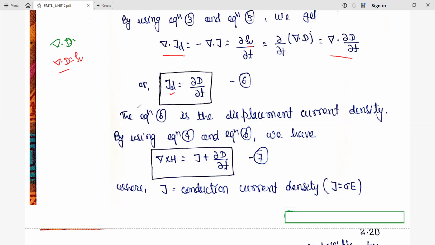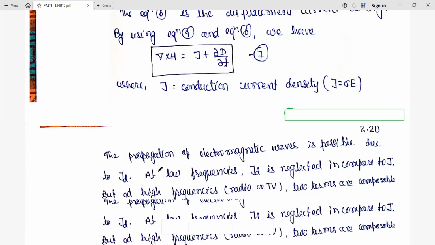Now equation 1 we can write as del cross H equal to J plus J_D, where J is sigma E and J_D is dou D by dou T. This is the final expression for del cross H. So now we have both conduction as well as displacement current density.